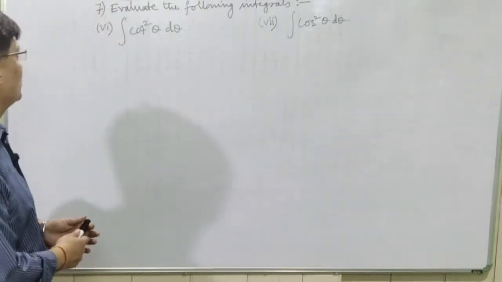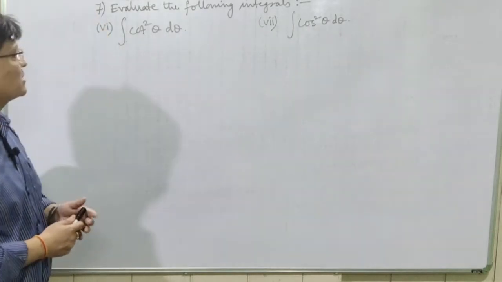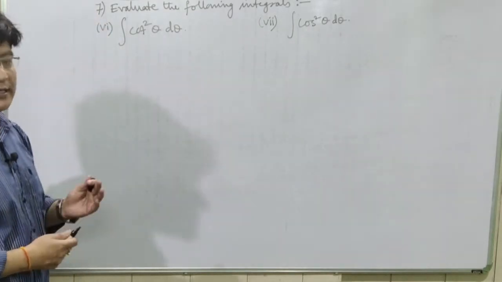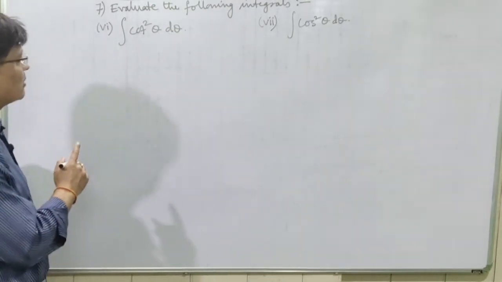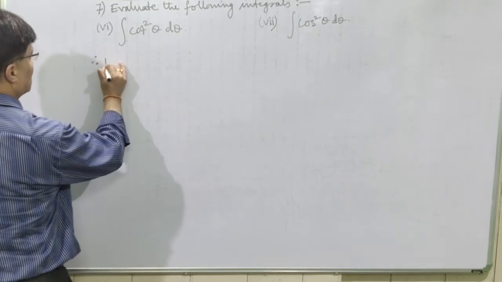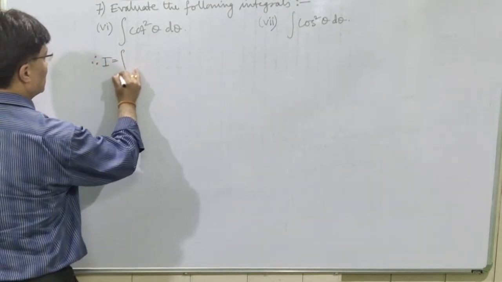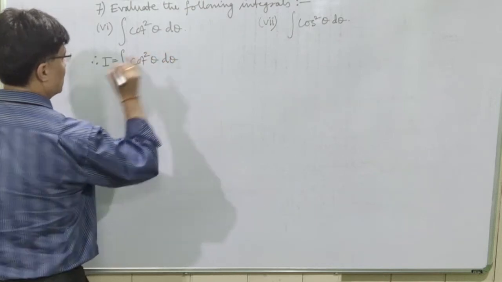So now we'll do the next question, that is question number 6 of question number 7. Evaluate the following integrals. Now let us integrate question number 6, that is integral of cot square theta d theta. So let us write here I is equal to integration of cot square theta d theta.